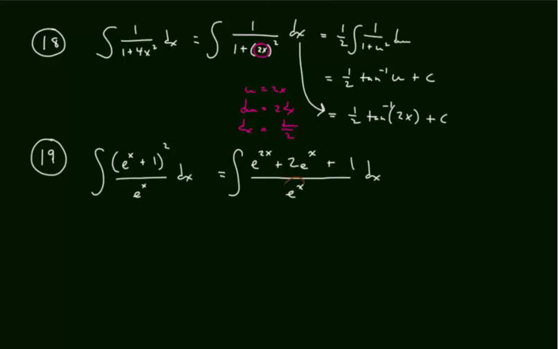See, this e to the x can act as the common denominator to each of these terms here, giving us, well, e to the 2x over e to the x is simply e to the x. And then plus 2, because the e to the x's will cancel out in that middle term. And then we have plus 1 over e to the x, or e to the negative x. Aha! Now, this is nice and easy. So my answer is going to be e to the x plus 2x minus e to the negative x plus c.